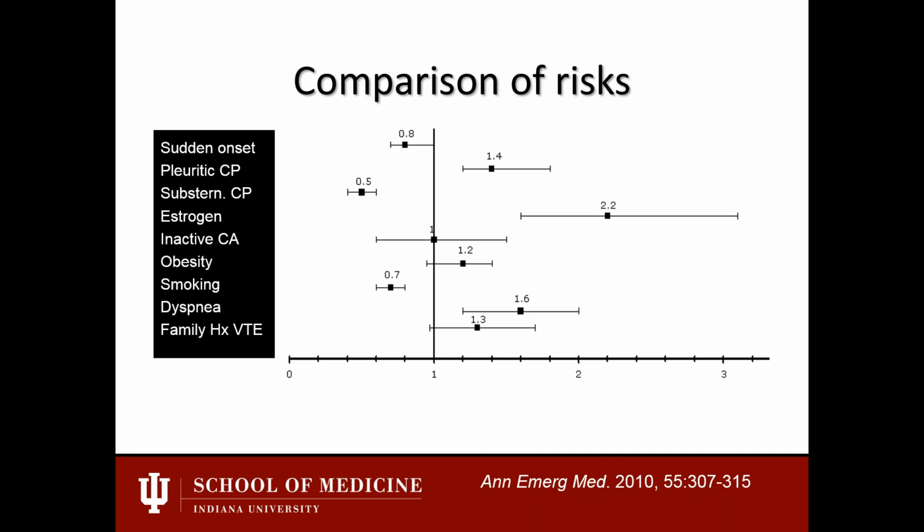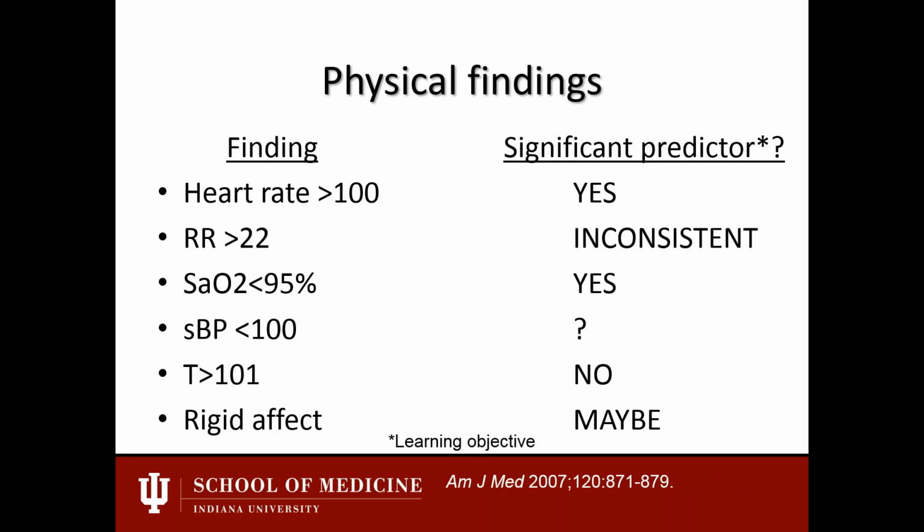Let's compare a couple of risks here from a large study that included about 8,000 patients. There's dyspnea. That's unexplained dyspnea, odds ratios of 1.6, pleuritic chest pain 1.4, estrogen use 2.2, but you can see substernal chest pain over here at 0.5 actually decreased risks. These are just some magnitude of effect odds ratios to show you the probability of the outcome of diagnosis for a couple of risks or symptoms compared.